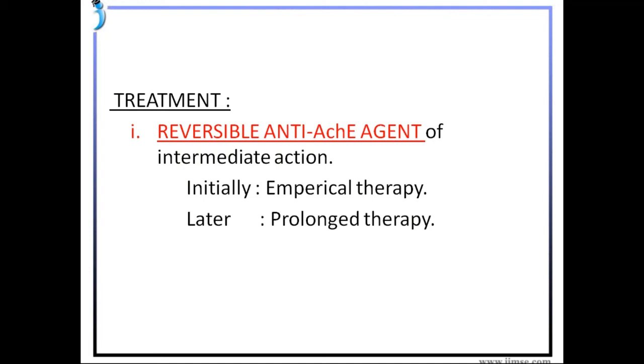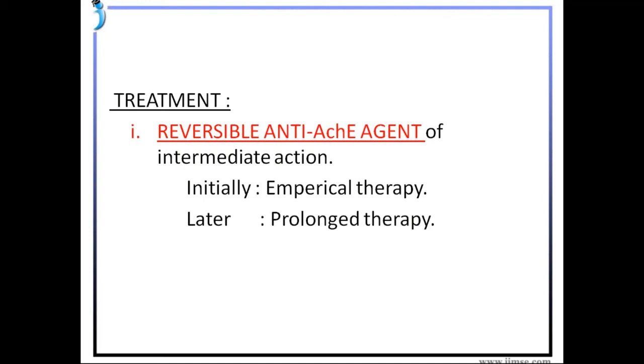Reversible anticholinesterase agents, we mostly consider to have an intermediate action. Edrophonium is short acting, so we generally use it only for the diagnostic test, but not for the management. Initially we give an empirical therapy, later a prolonged therapy.